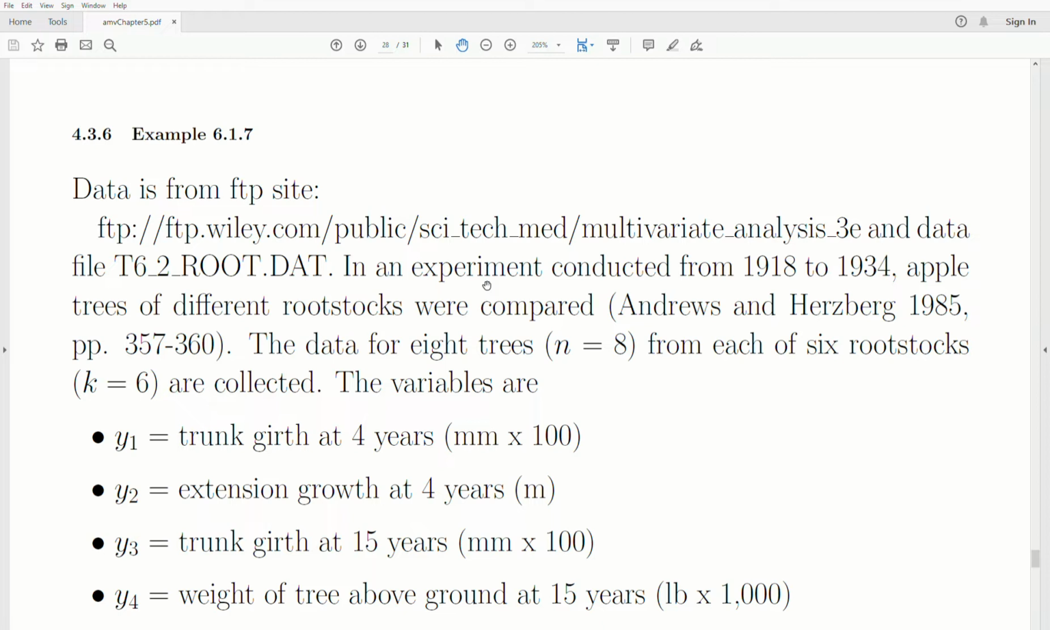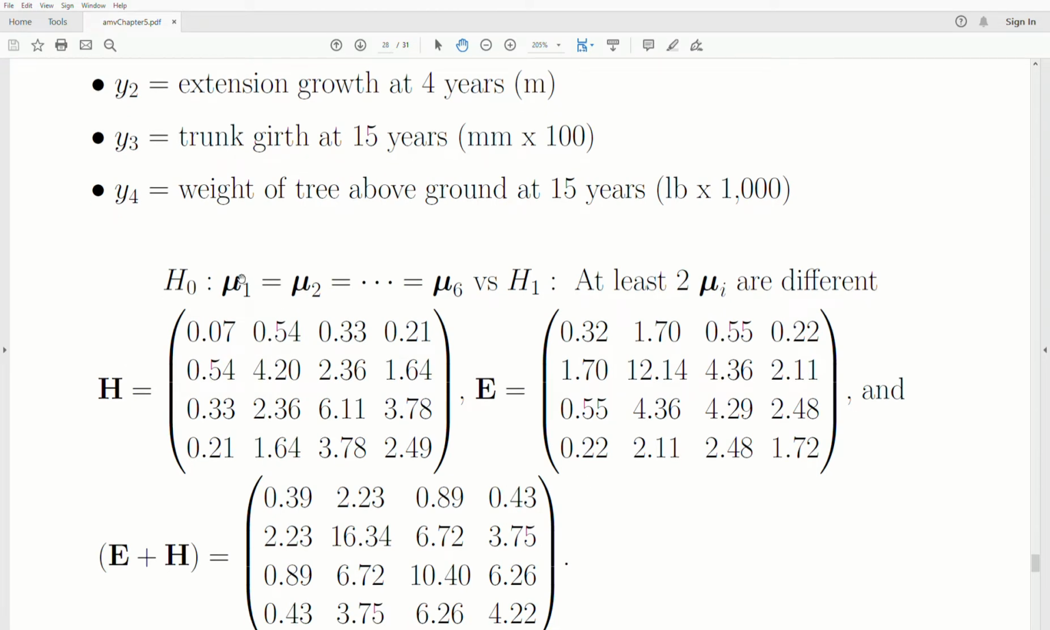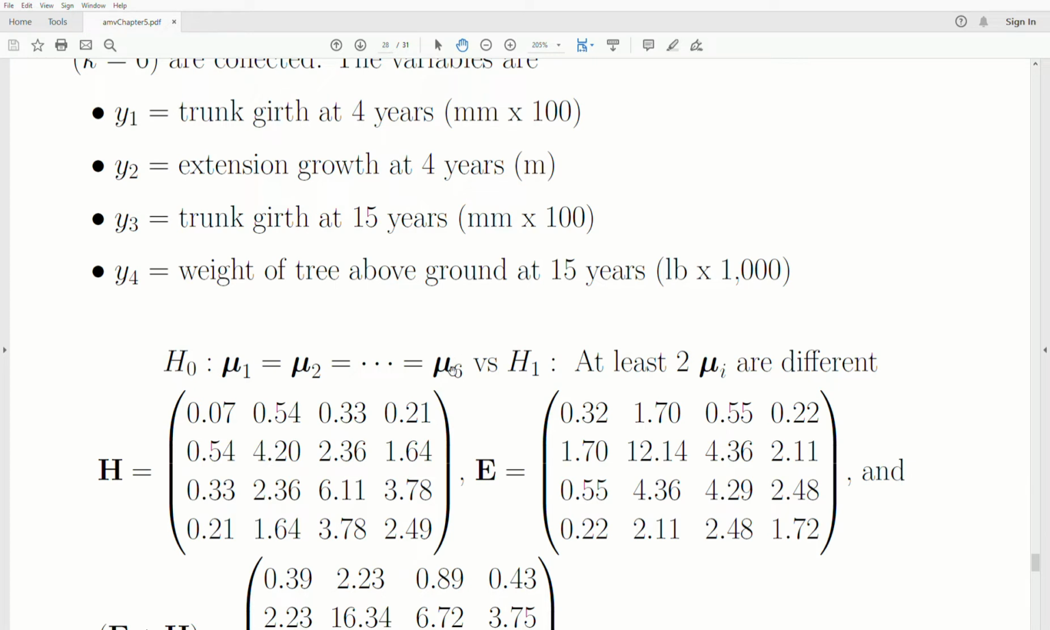actually all commercial fruit trees are like that. And actually, this is one of the beauties of being a statistician, is that you learn so much about so many different areas. So in this experiment, we have 8 trees from each of 6 rootstocks. And the variables that we're going to collect from each tree, there's 4 of them, so it makes it a multivariate analysis: trunk girth at 4 years, extension growth at 4 years, trunk girth at 15 years, and the weight of tree above the ground at 15 years. And what we want to test are the mean vectors for the 6 different rootstocks. Are they the same, or are at least 2 different?